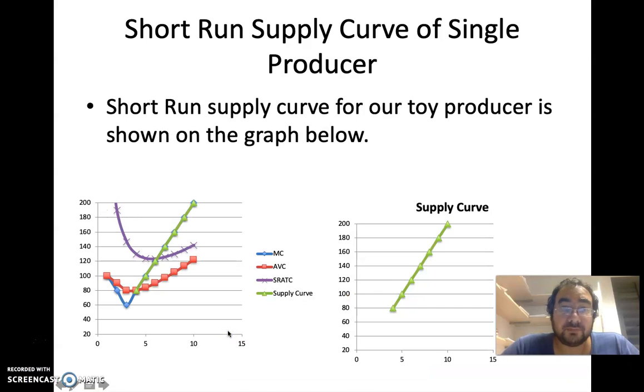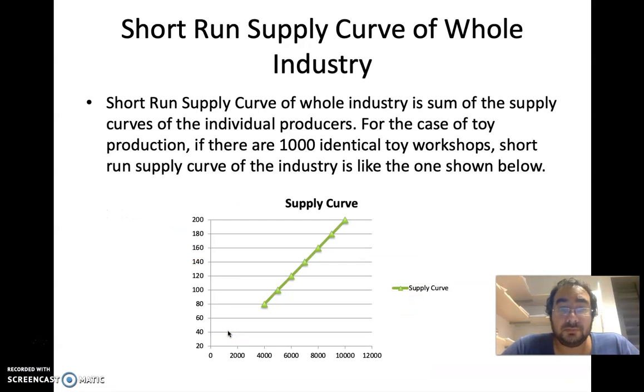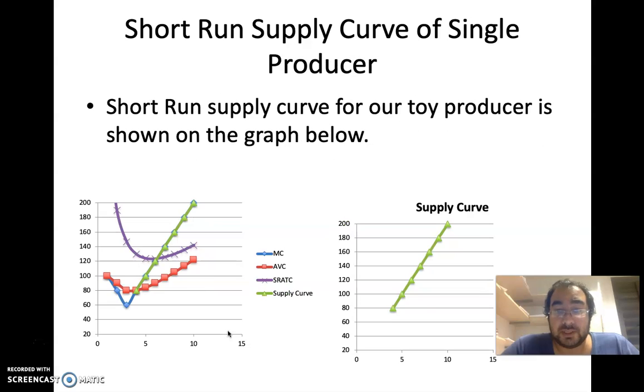So for the whole industry, we take a representative company. If you have 100 companies, you just need to multiply it by 100. Assuming there are some differences in cost curve structure, however, you might also vertically add the supply curves. That's also possible. I mean, the quantity that will be supplied at each price level.